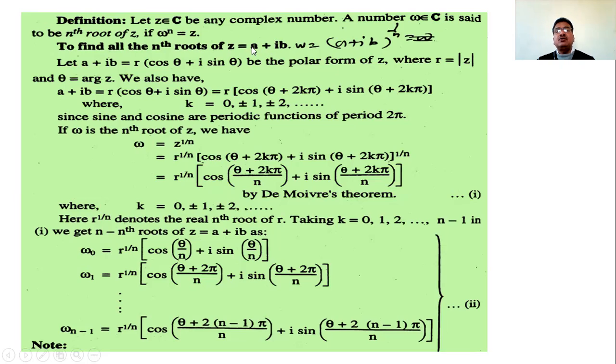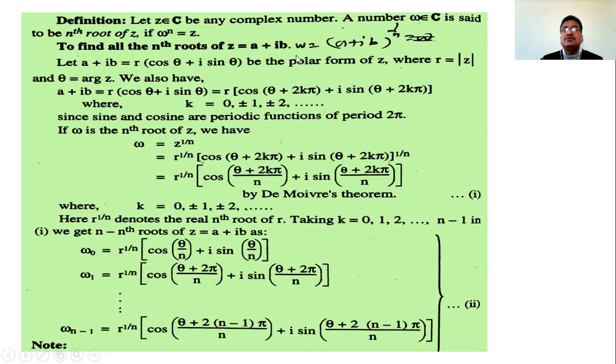What is the third root of a plus ib? It is (a plus ib) raised to 1 by 3. Like that, what is the nth root of a plus ib? (a plus ib) raised to 1 by n. This is the nth root of a plus ib. And let it be w. Now we have to find the value of w.